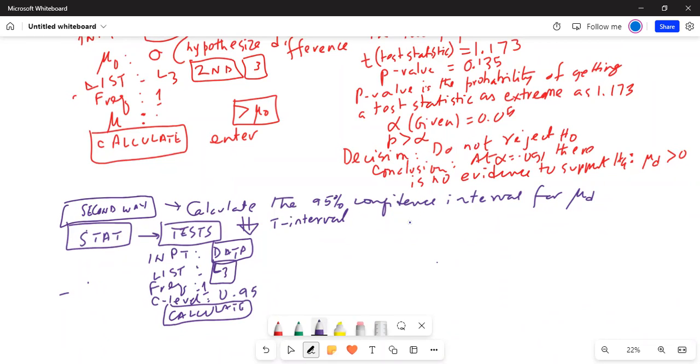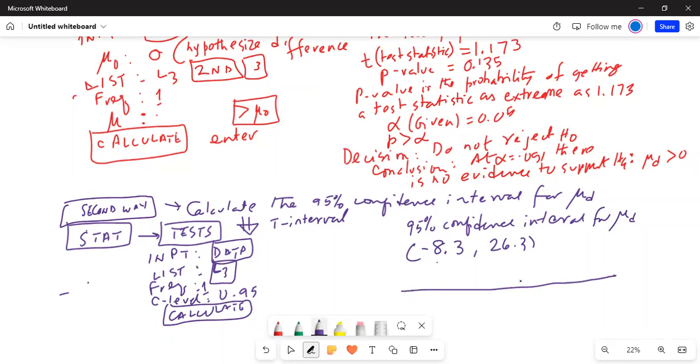And the 95% confidence interval for mu d is minus 8.3 to 26.3. So if I do a number line, 0 is somewhere over here, minus 8.3 is over here, and 26.3 is over here. And this is the confidence interval.